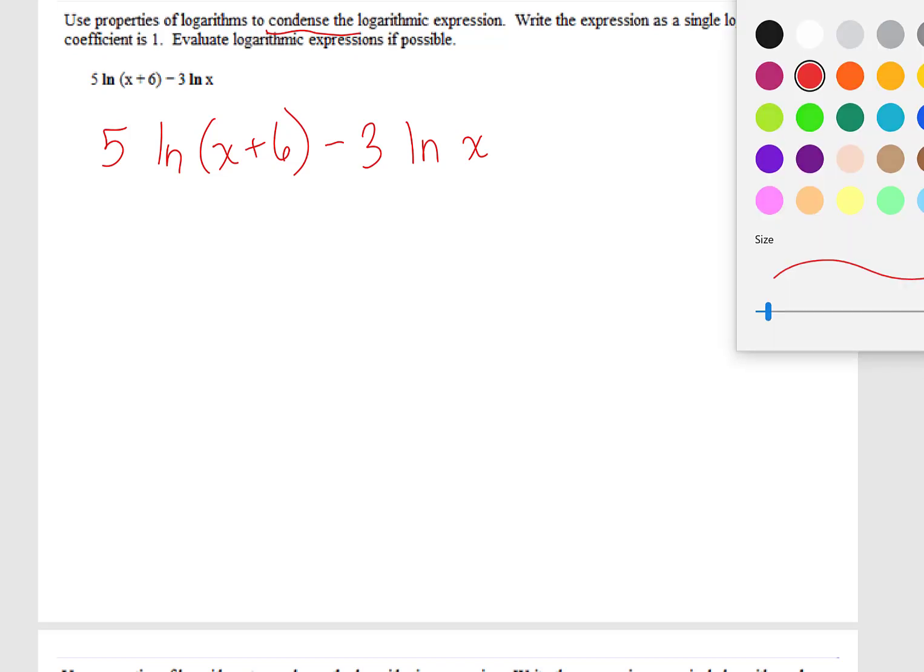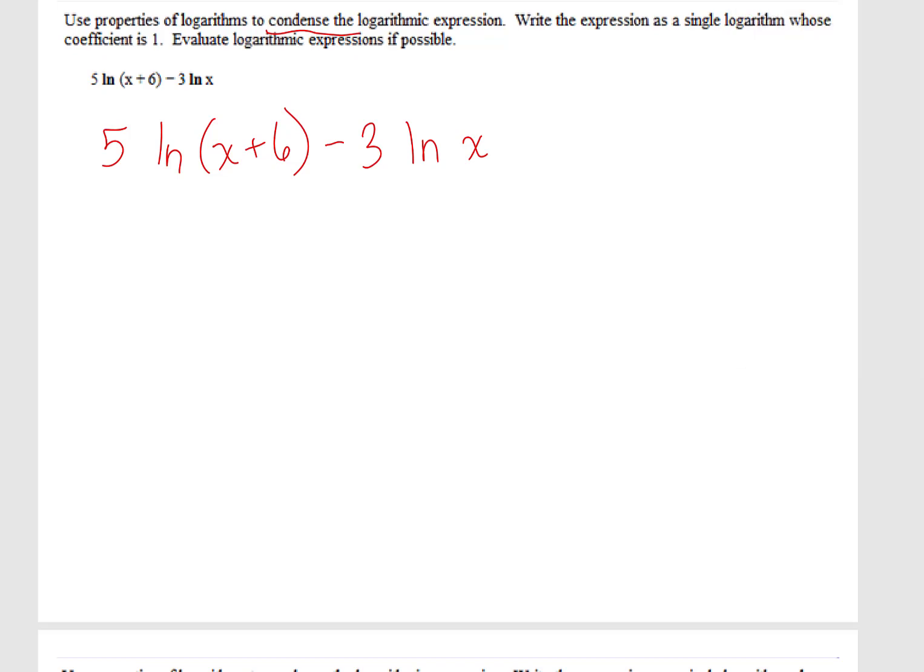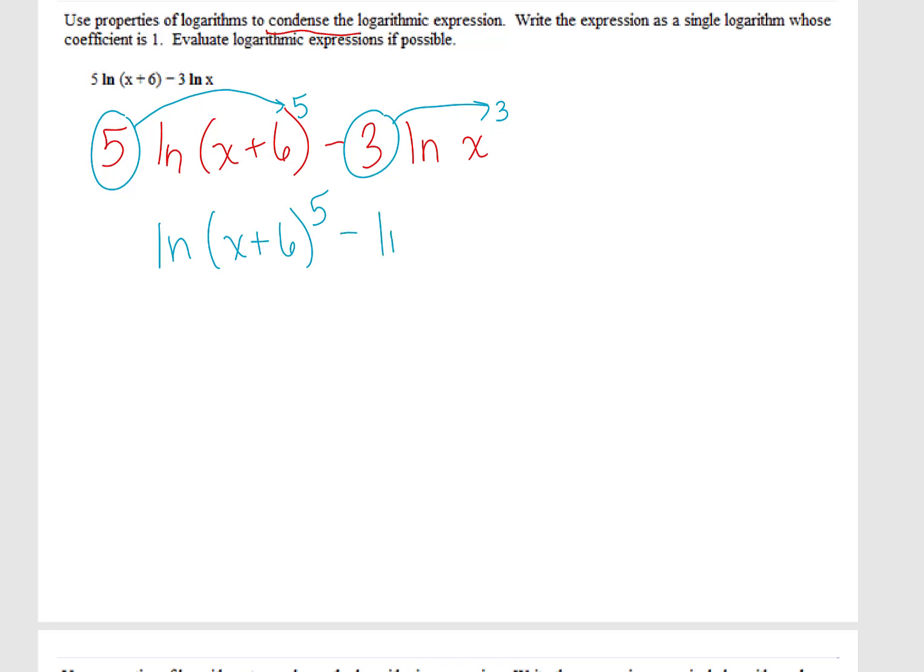So I'm going to do the reverse. Using that exponent rule, I'm going to take it up to the top. Don't take the negative. That's just signifying that we're going to use the quotient rule. So now I have natural log of x plus 6 raised to the 5th minus natural log of x raised to the 3rd.